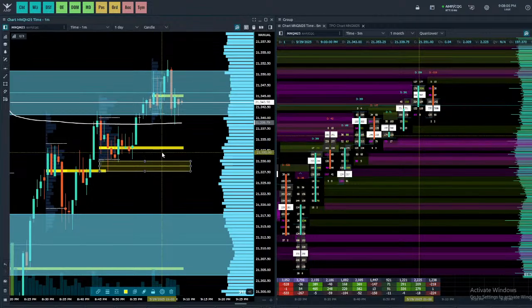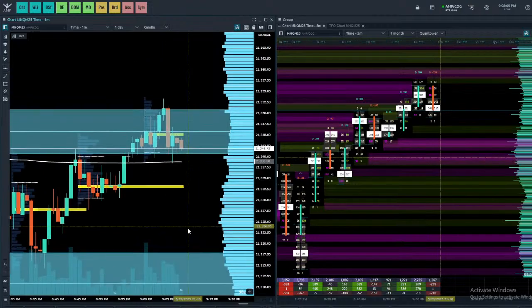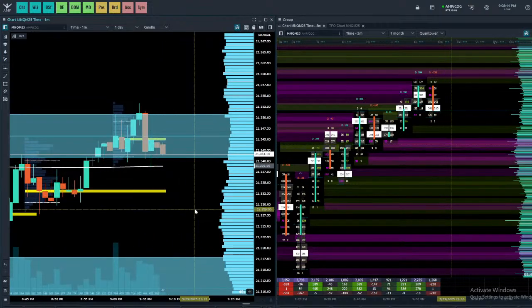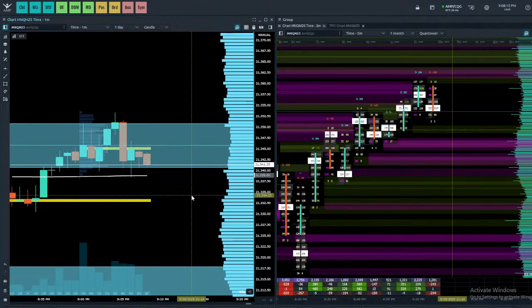Indicator on the right. Are you asking about the blue right here? This is a volume profile.